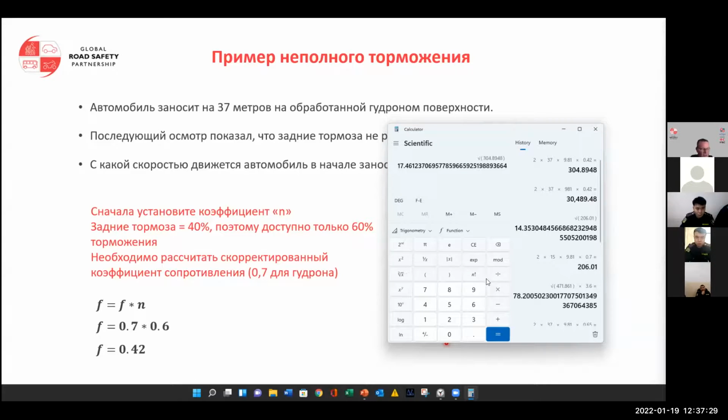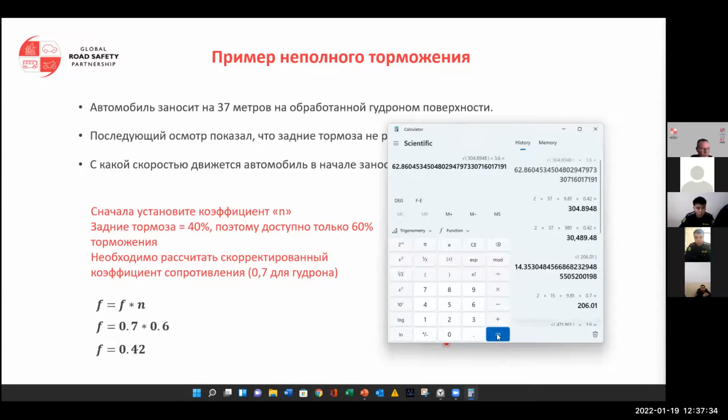17.46 meters per second, times 3.6 equals 62 kilometers per hour. So the minimum speed at the start of visible skid marks in this case is 62 kilometers per hour. That includes adjusting for the fact the rear brakes aren't working. So that's how we deal with braking issues. We still use the equation. We just have to account for the issue by adjusting the drag factor.